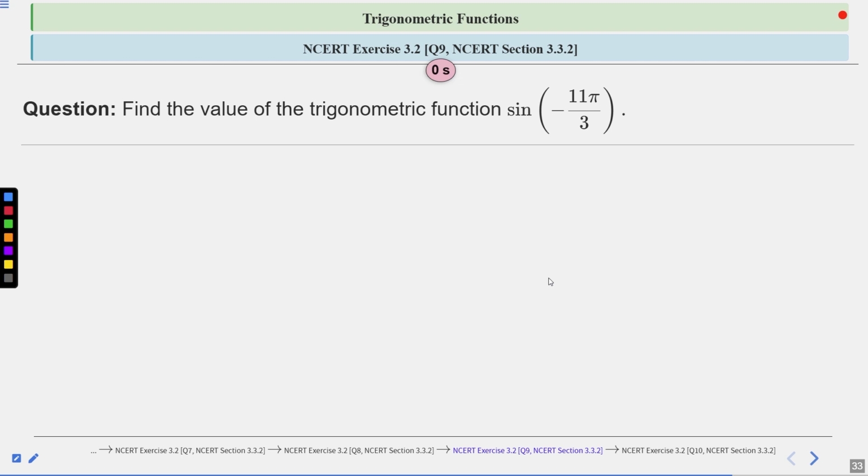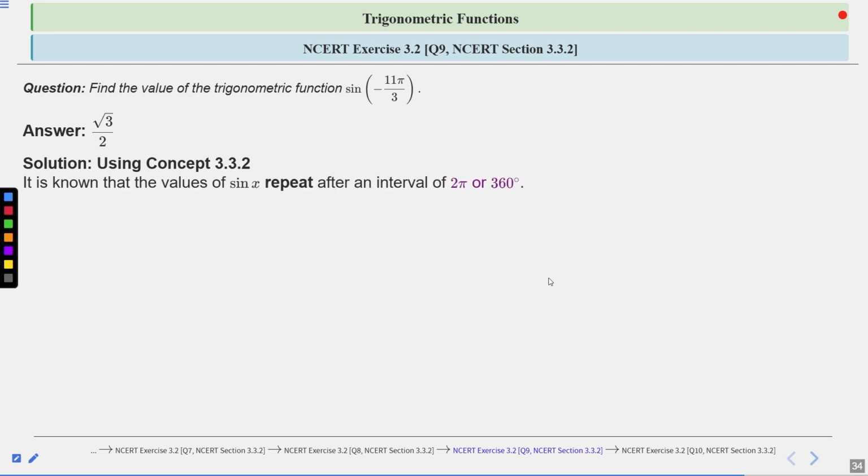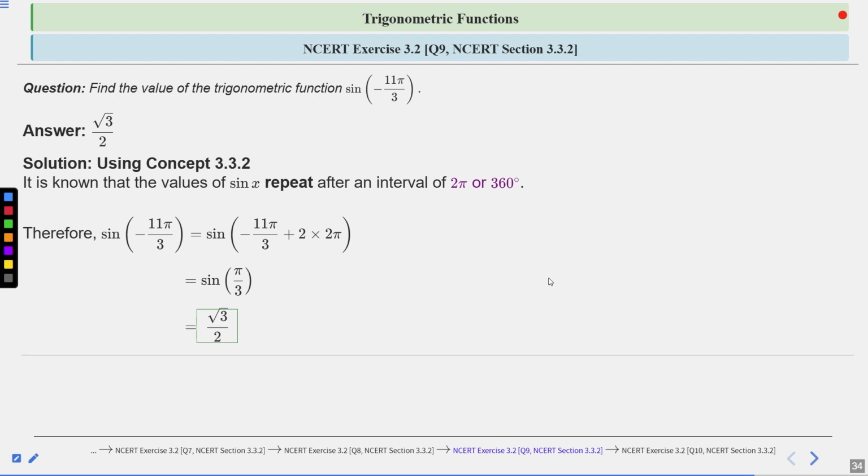Okay, let us move to the solution part. The correct answer is root 3 by 2. It is known that the values of sine x repeat after an interval of 2 pi or 360 degree. Therefore, sine of minus 11 pi by 3 will be basically equal to sine of minus 11 pi by 3 plus 2 into 2 pi, which is equal to sine of pi by 3. And we know that sine of pi by 3 is basically equal to root 3 by 2.